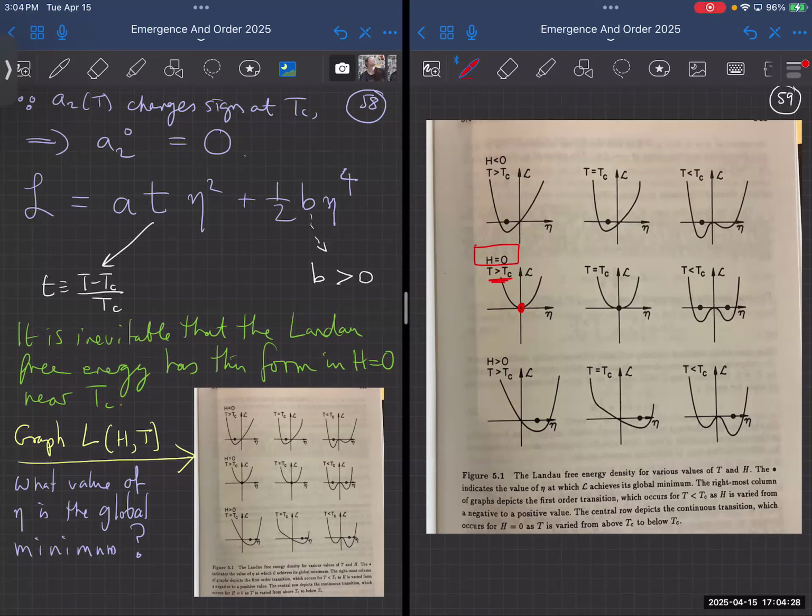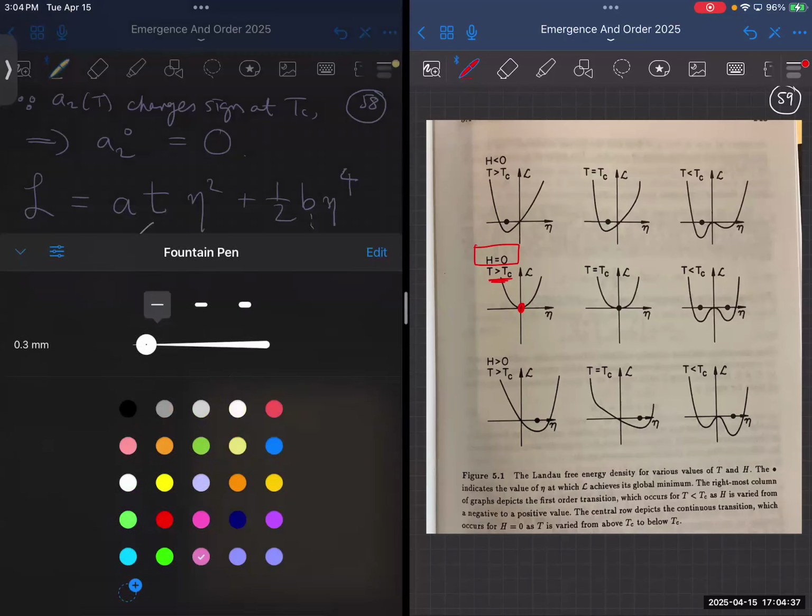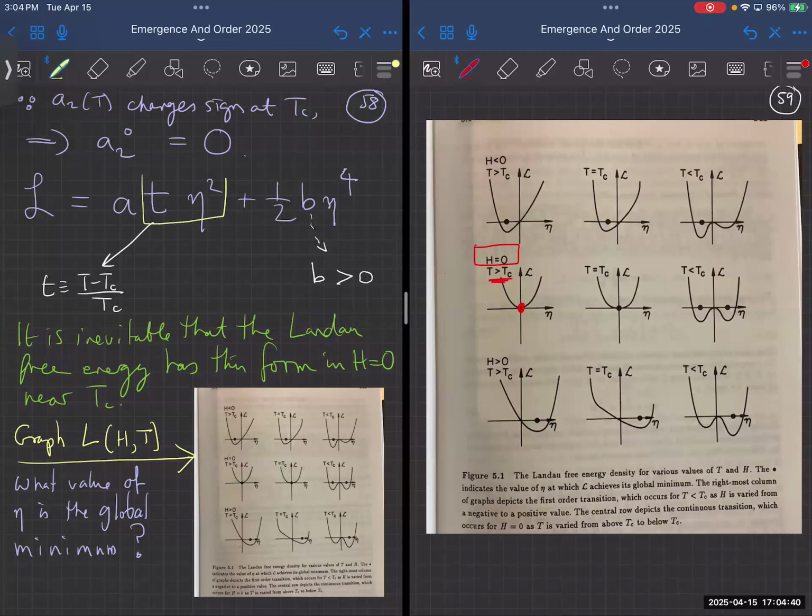If, on the other hand, T is less than TC, then for T less than TC, little t is negative. So what's going to happen is near the origin, near eta equals 0, this thing goes down as minus eta squared. So that looks bad. But then at large eta, it goes back up again because of the term eta to the fourth. So this term eta to the fourth is important for large values of eta, and the term minus eta squared is important for small values.